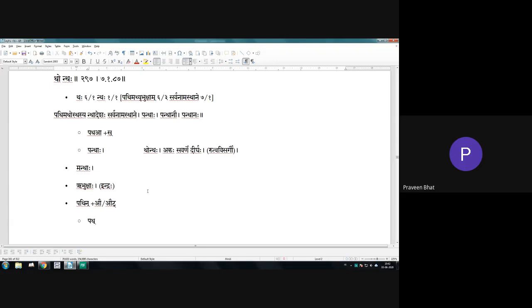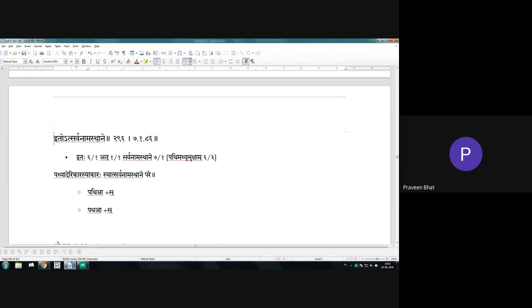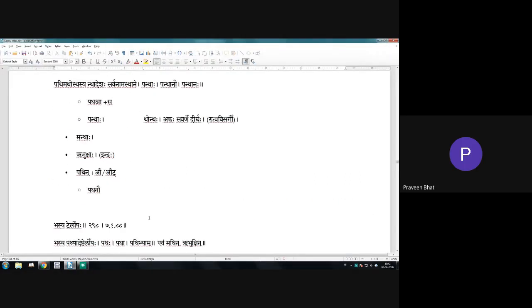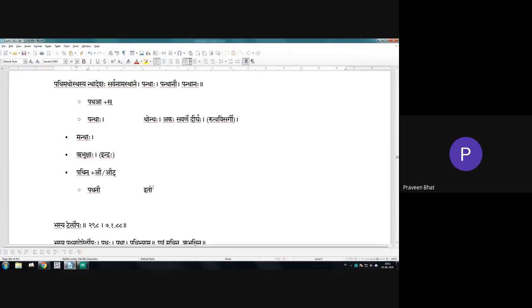No a adesha, so only pathan, it will become pathanau. I'll just add them together. Pathanau by what? By this sutra, Itot sarvanamasthane. Sorry, Itot sarvanamasthane. It will replace this ikara with akara, and you will get pathanau. Then dhonta will apply and it will be replaced by nakara and tha.